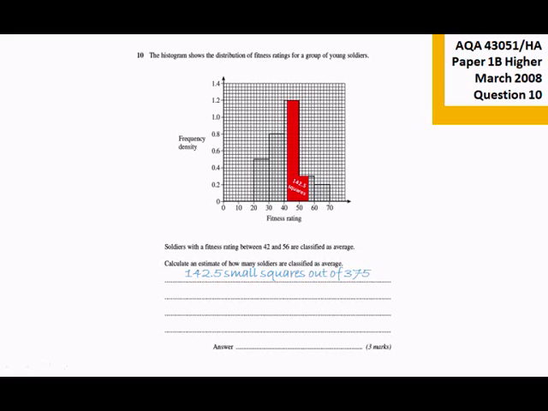Now remember, we don't know whether it's 10 or 1,000 or 1,000,000 soldiers in the whole thing, so we can't give an answer that is a number of soldiers. The best we can do is work out 142.5 out of 375 as a percentage. So 142.5 over 375 times 100 to make a percentage comes to 38%. So we estimate that 38% of soldiers are classified as average.